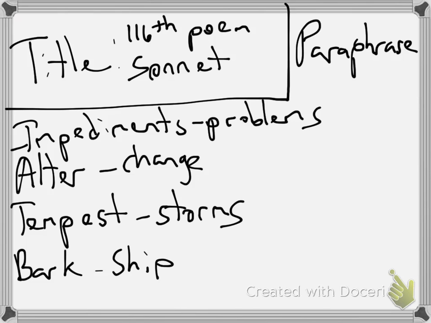So there's that alter again. It doesn't change within brief moments, but it stays until the edge of doom. So it bears it out. It even goes further. Finally, if this be error and upon me proved, I never writ, nor no man ever loved. So if this be error, if I'm proved wrong, that this is wrong, I have never written, which is writ, nor has no man ever loved. So that's the paraphrase. And so all you're doing is translating words. You're finding old words or big words and you want to make them smaller.